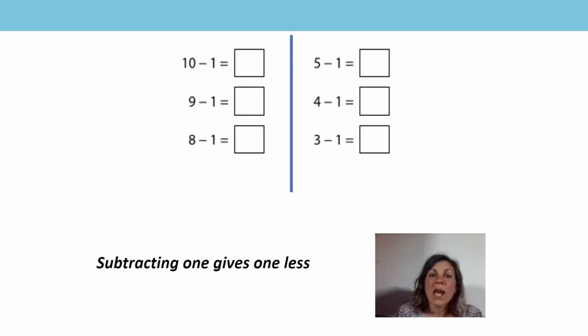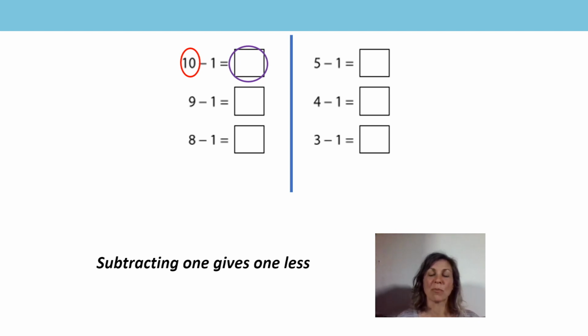So if we know that subtracting 1 gives 1 less, I bet we can answer these questions really quickly. We also know that when we subtract 1, the difference will always be 1 less than the minuend. Shall we see if we can do these together really quickly? I'm going to say the first part of the equation and I would like you to say the difference.